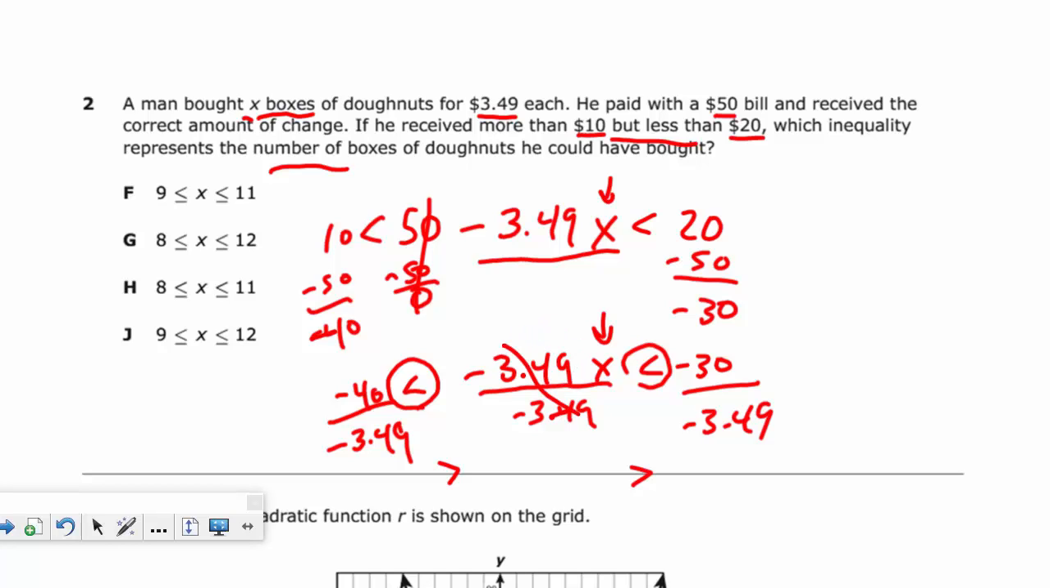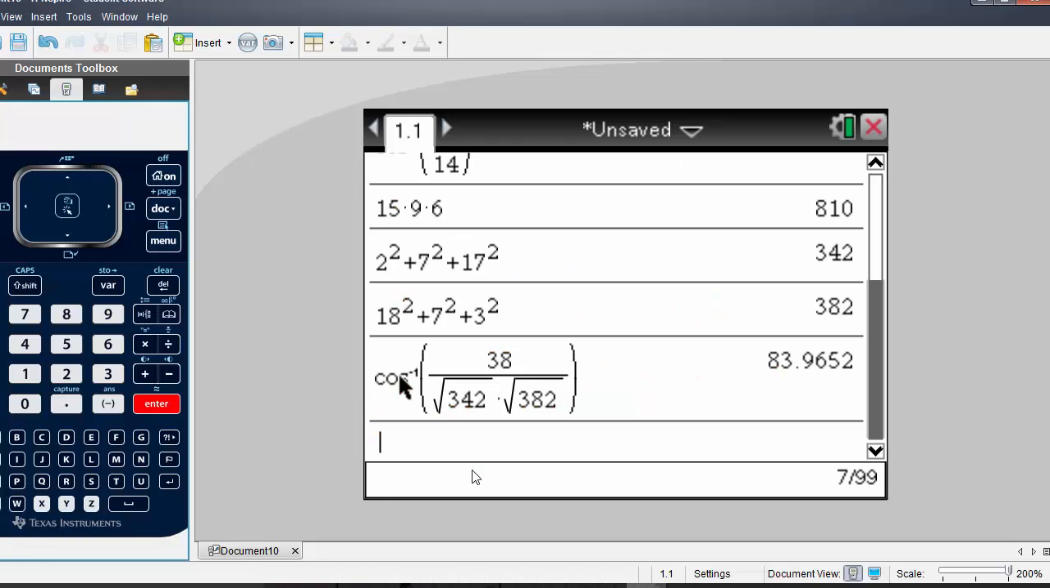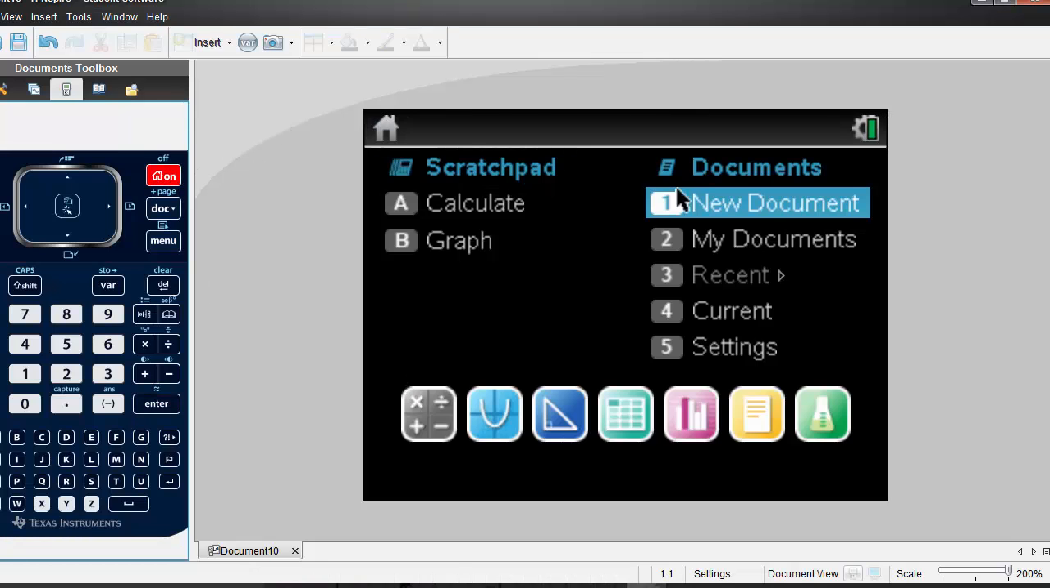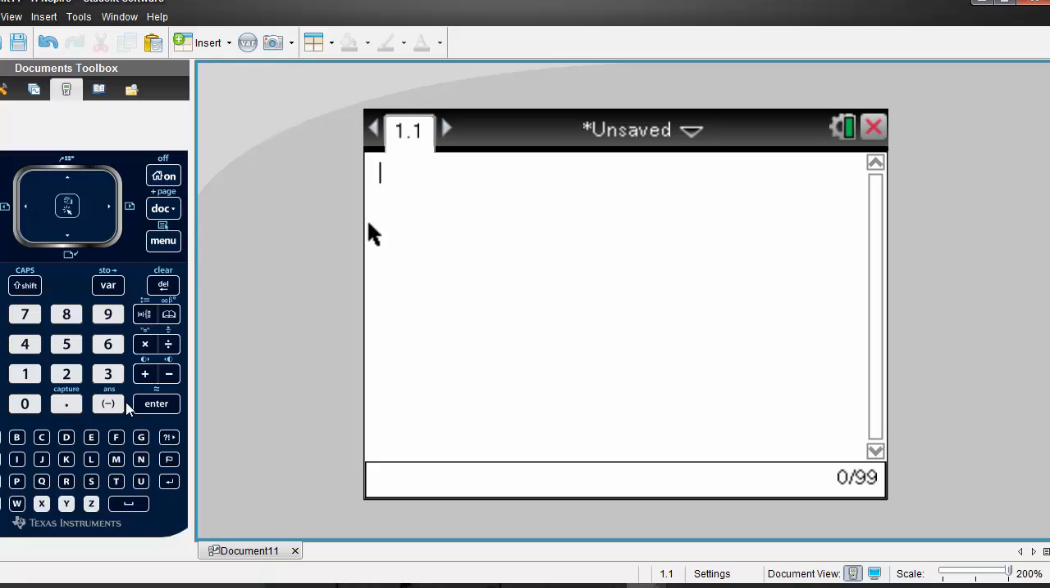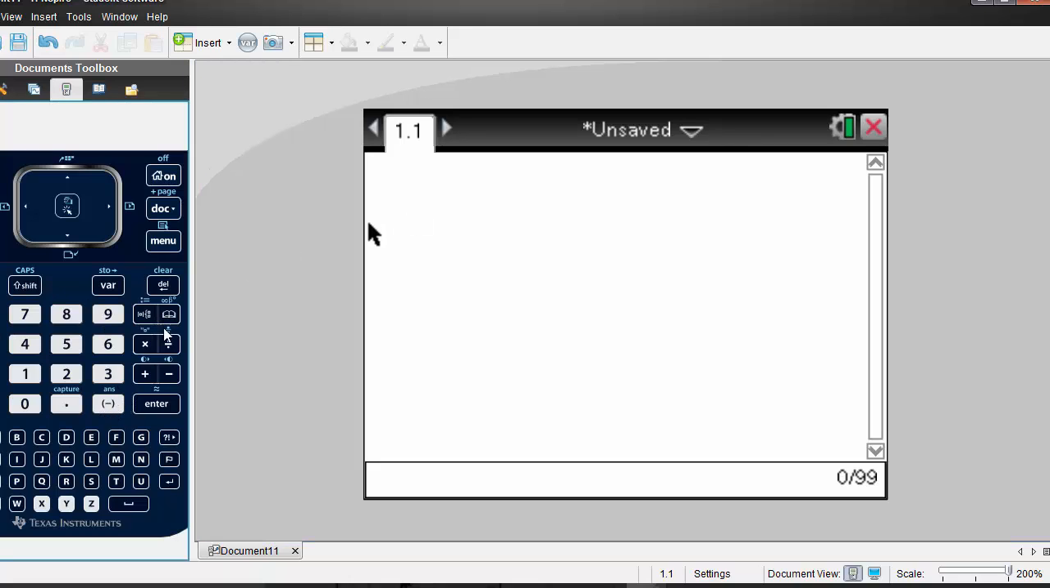What I'm going to have here is that this is going to cancel out, and all I have is x in the middle. So x is going to be between something and something else. Let's figure out what negative 40 divided by negative 3.49 is, and negative 30 divided by negative 3.49. I'm going to make the calculator do that for me. I have a trusty dusty calculator. I'm going to open up a calculator window and say divide. I need to figure out what negative 40 divided by negative 3.49 is. Don't forget that negative. Do it just as it says.